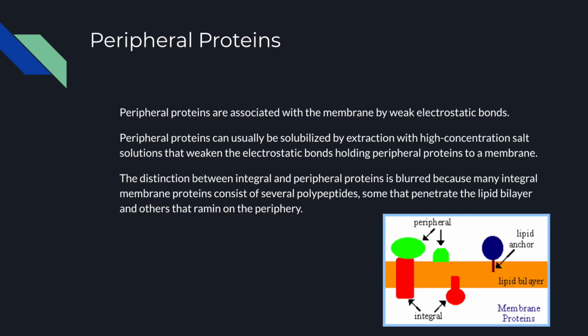Moving on to peripheral proteins. Peripheral proteins are associated with the membrane by weak electrostatic bonds. Peripheral proteins can usually be solubilized by extraction with high concentration salt solutions that weaken the electrostatic bonds holding these peripheral proteins to a membrane. The distinction between integral and peripheral proteins is blurred because many integral membrane proteins consist of several polypeptides, some that penetrate the lipid bilayer and others that remain on the periphery.